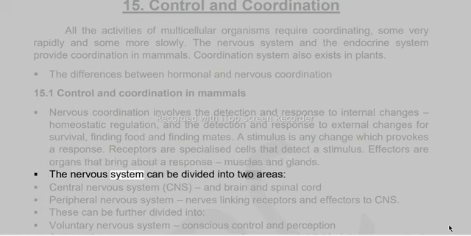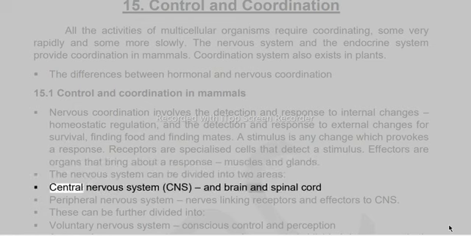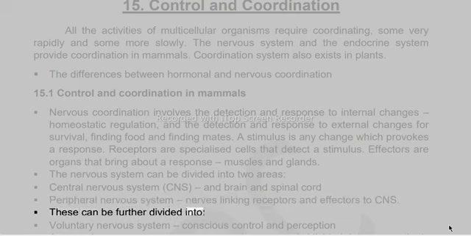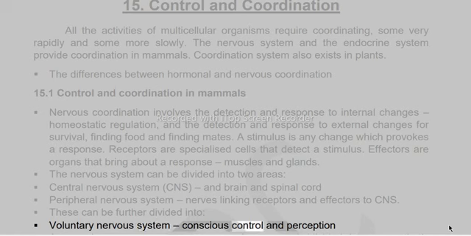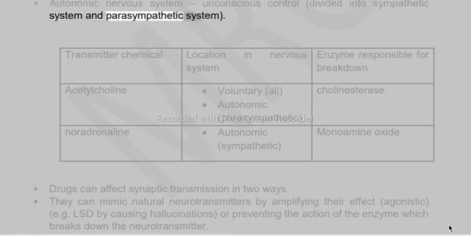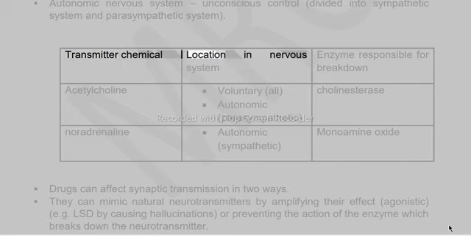The nervous system can be divided into two areas: central nervous system, CNS, brain and spinal cord; and peripheral nervous system, nerves linking receptors and effectors to the CNS. These can be further divided into voluntary nervous system, conscious control and perception, and autonomic nervous system, unconscious control, divided into sympathetic system and parasympathetic system. Transmitter chemical, location in nervous system, enzyme responsible for breakdown.